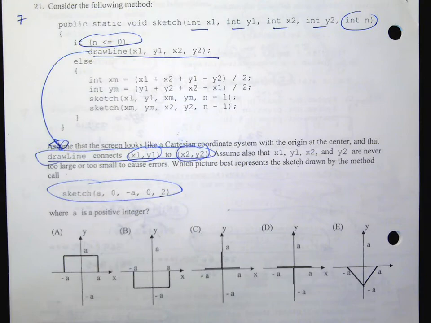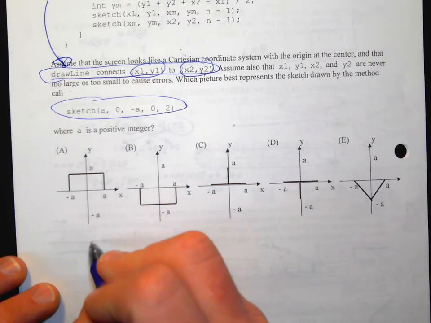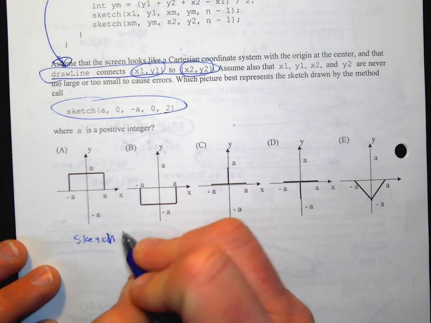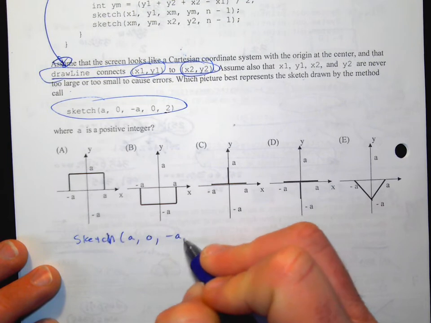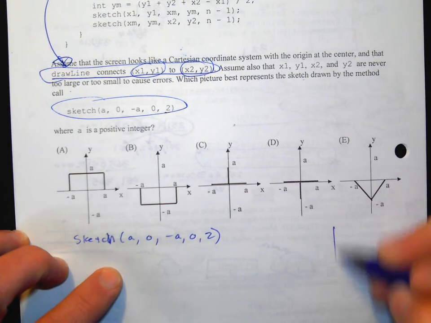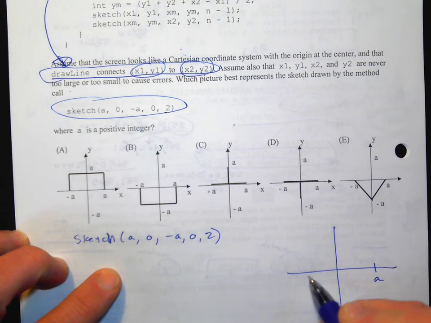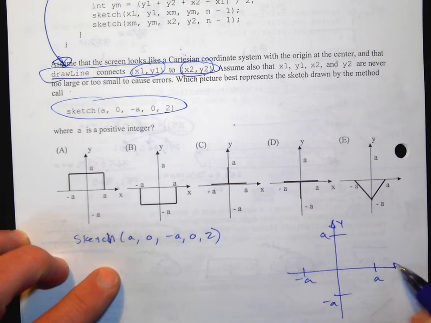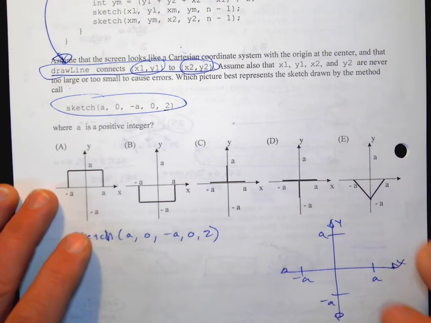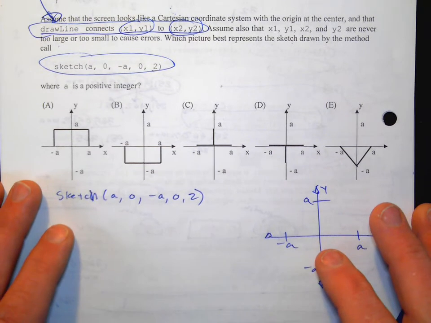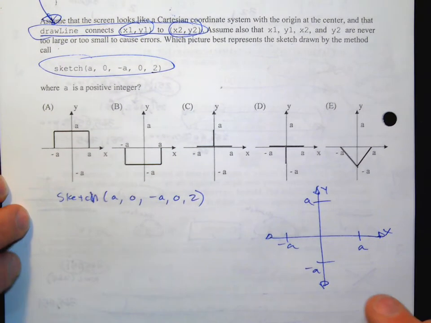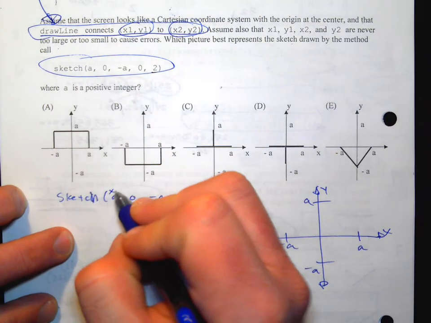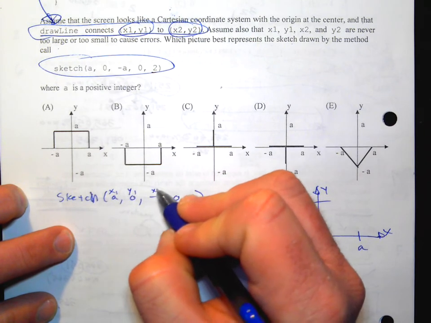Well, I'm going to trace it out. I'm going to say, okay, if I call sketch A, 0, negative A, 0, 2, and I'm going to draw a picture over here. Now it looks like all these pictures go. A seems kind of generic, but I'm going to see if I can figure this out. And by the way, just as a preview, I'm going to be able to figure it out on the very first step. I don't even have to finish this problem because of the choices I have, by process of elimination. I'm going to find it sooner than if I had to go through the whole thing. But I'll go through the whole thing: x1, y1, x2, y2, and this is n.